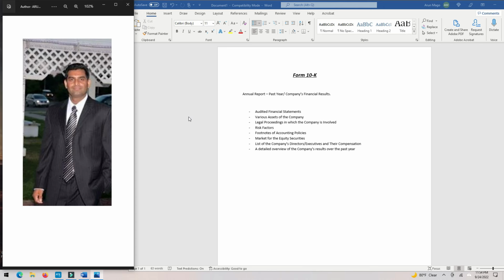You also need to see the list of the company's directors and executives, and also about their compensation. Of course, if the company directors and officers are happy, they're doing great business, and have previous experience running other businesses, you need to read about them. You need to see what sort of policies they're going to adopt for the business that they're running. And of course, it also gives you a detailed overview of the company's results over the past year. So look at those.